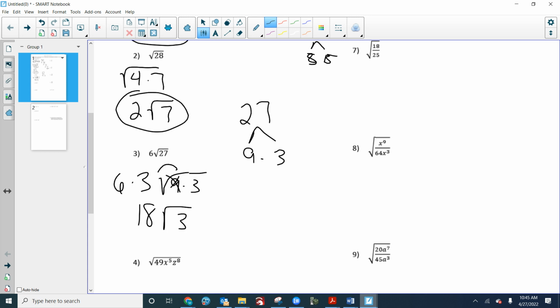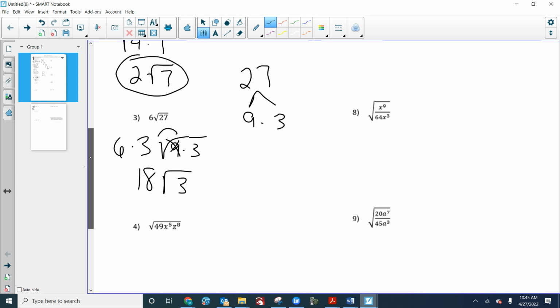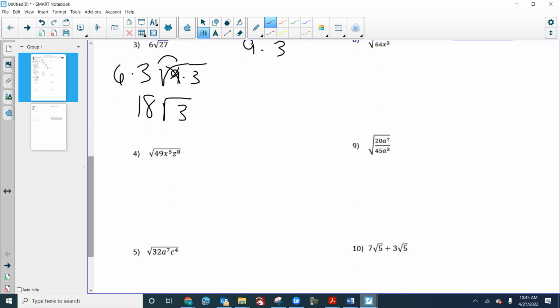We ready for 4? All right, now, what do you notice about 49, guys? It's a perfect square. Take it out. Okay? Guys, I have 5 X's in there. How many pairs do I have? 2. That's how many come out. Is there one left? There always will be one left if there's an odd number.